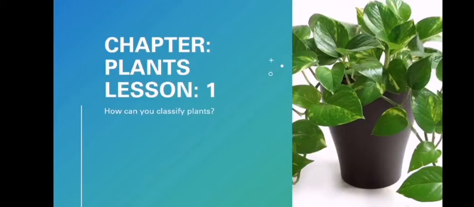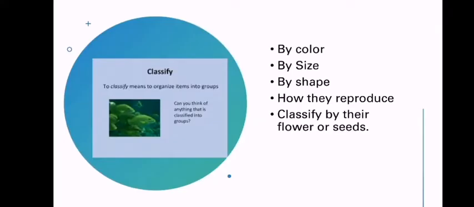From the chapter Plants, the lesson name is how can you classify plants. All of you know about plants, that plants are living things and what they need to grow, but how do we classify plants? Before going to that, we must know what classify actually means. Classify means to organize items into groups.